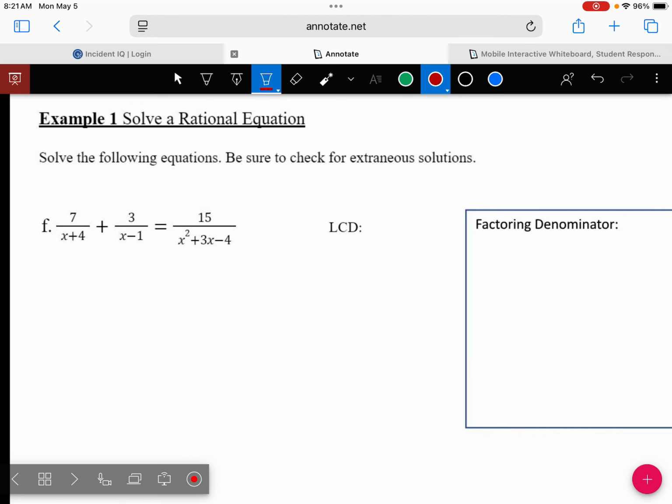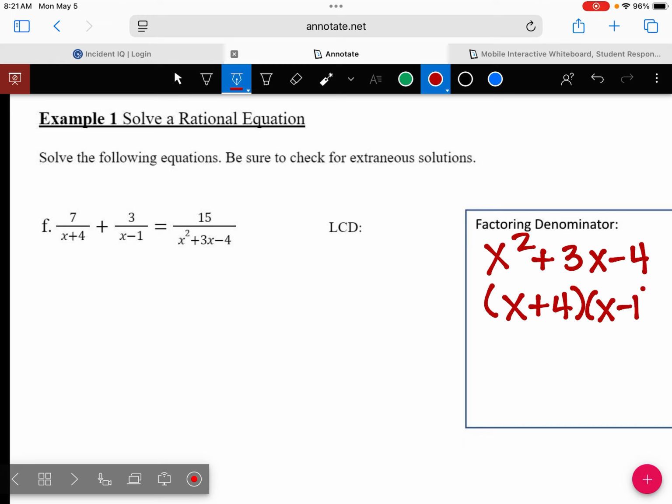We're going to factor down this x squared plus 3x minus 4. That factors down to x plus 4 and x minus 1. So what that means is that this fraction really has an x plus 4 and an x minus 1. So let's go ahead and multiply everything by x plus 4, x minus 1.